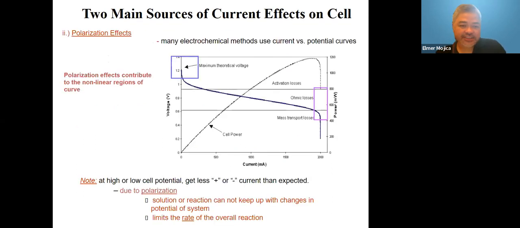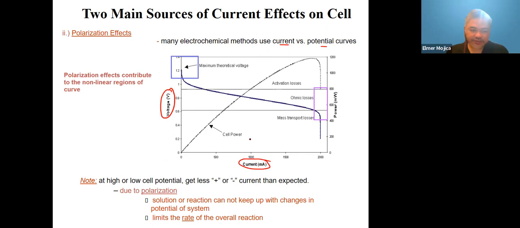Now, another thing that we have here is the so-called polarization effects. So this happens in many electrochemical methods where you use a current versus potential curve. So this is an example. Okay, so this is the current, and this is what we call the voltage. So what happened here during this polarization?